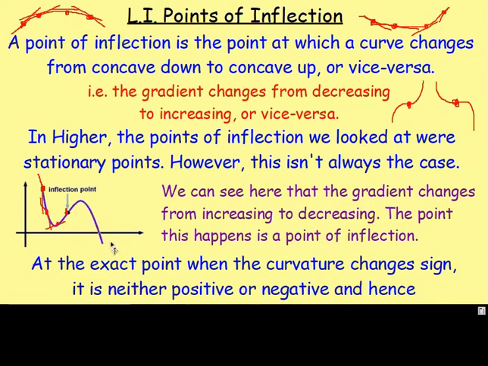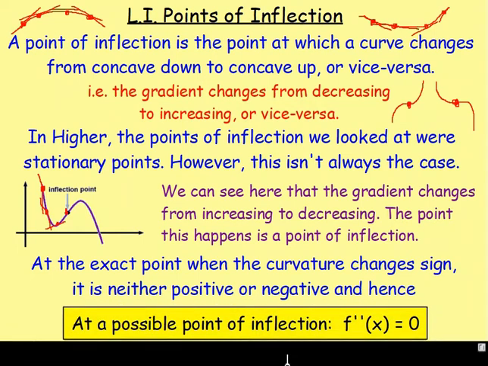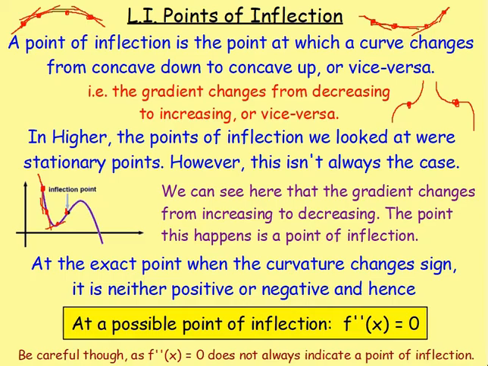At the exact point when the curvature changes sign, so the gradient changes from increasing to decreasing, the rate of change of the gradient is neither positive nor negative. And therefore, from last lesson we were looking at the second derivative, and if the second derivative equals 0, then it indicates there could be a possible point of inflection. I'm saying a possible point of inflection because just because the second derivative equals 0, it doesn't always indicate a point of inflection. It could still be a maximum or minimum. So more tests, more checks will have to be done. You'll have to look at the concavity, check for a change of sign.